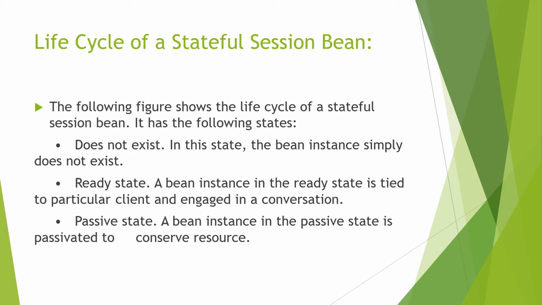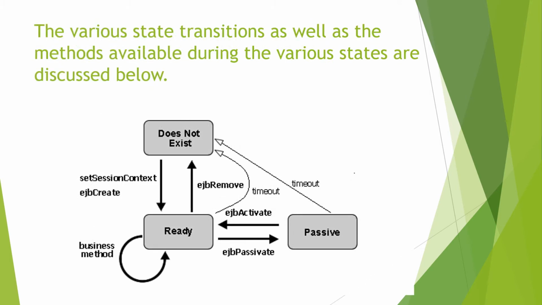Life cycle of a stateful session bean. There are three states maintaining the life cycle of a stateful session bean: does not exist, ready state, and passive state. In does not exist, the bean instance simply does not exist. Ready state: a bean instance in the ready state is tied to a particular client and engaged in a conversation. Passive state: a bean instance in the passive state is passivated to conserve resources. The various state transitions, as well as the methods available during the various states, are discussed below.